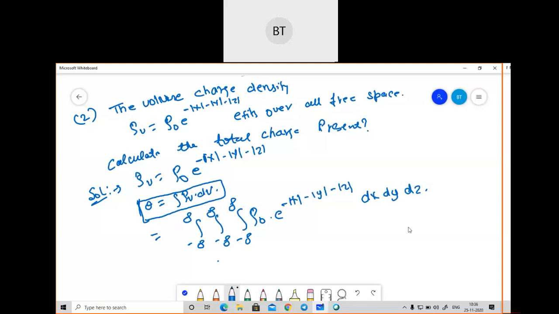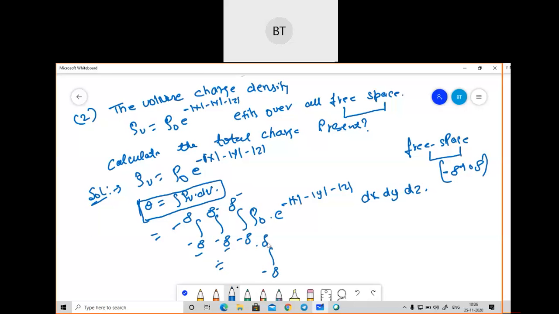Since in the problem they have also given us free space, if they tell you that it is occurring in free space, then it will vary from minus infinity to infinity. So I use this limit, minus infinity to infinity, for all three variables. Now just simple mathematics is there, we have to apply simple mathematics here.